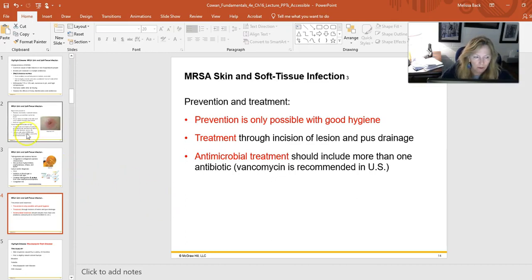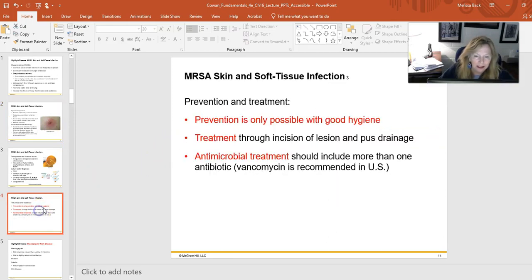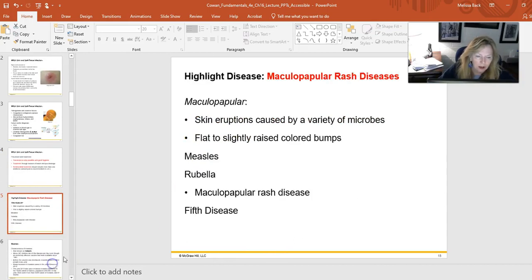Treatment is going to often be that they have to excise the area so that the pus can actually drain, and then antibiotics are going to be needed as well. And because if it is MRSA, if it is resistant to many of the antibiotics that we know, it's usually going to require a combination of treatment. So vancomycin and maybe some sulfa drug as well. So a combination of treatments when you have something that is very resistant.